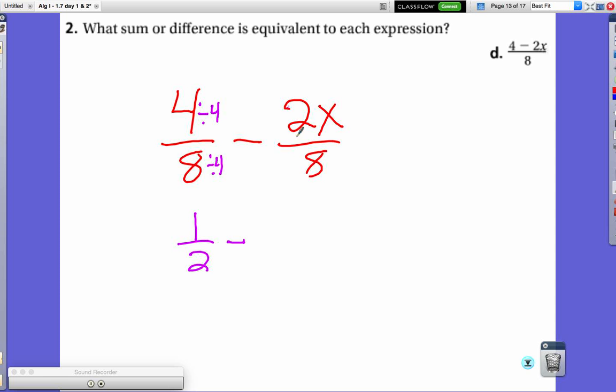Same thing here, 2 and 8. We know 2 goes into both of them. If you just want to show using division instead of crossing out the numbers, you are able to do that. 2 divided by 2 is 1, and then we have x over 8 divided by 2 is 4. And we have our answer.